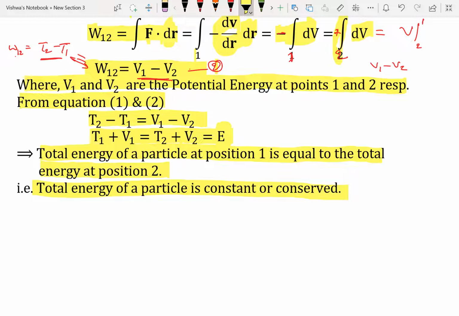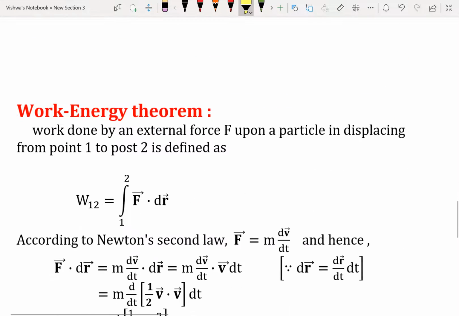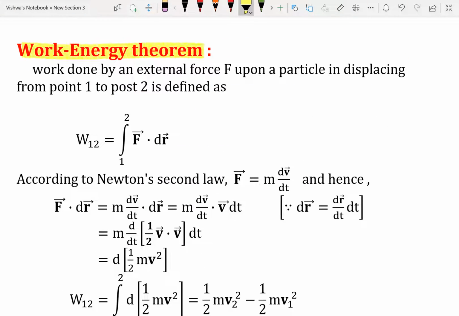Next, we are going to derive one more theorem, the work energy theorem. The work energy theorem is similar to this derivation, just a part of it. Let's discuss that here. Work energy theorem. Work done by an external force F upon a particle in displacing it from point 1 to point 2 is defined as W12 equal to the integral of F dot dr from position 1 to position 2.